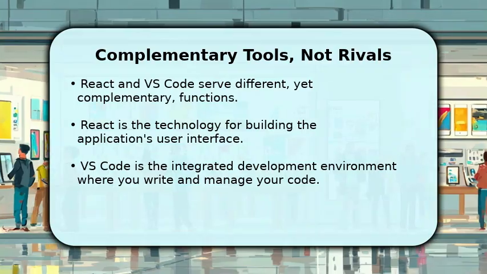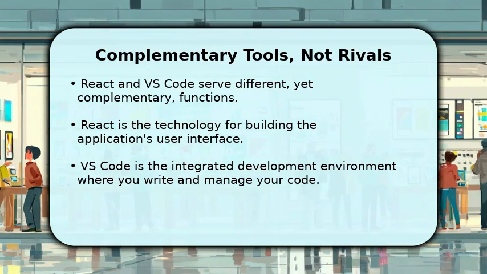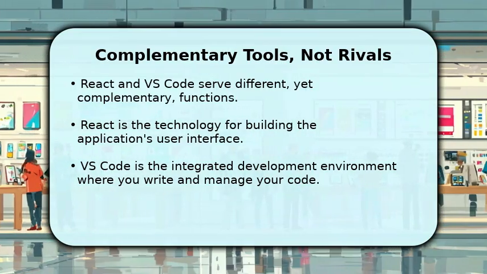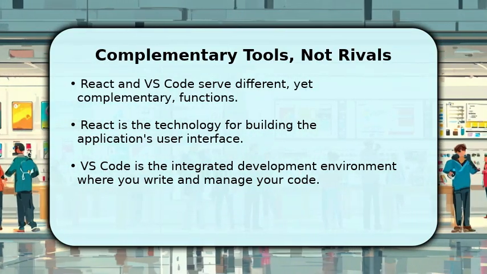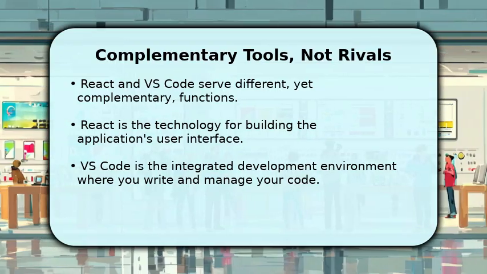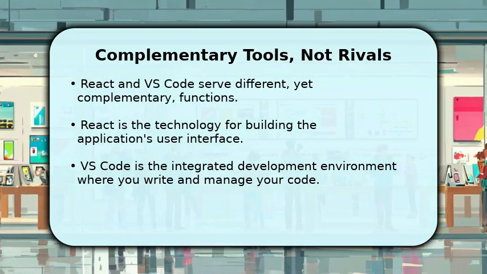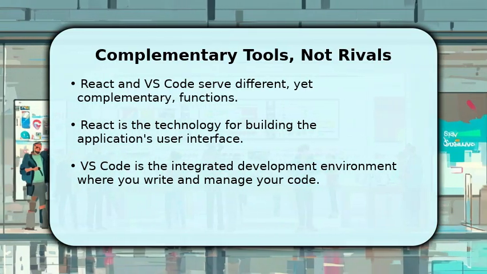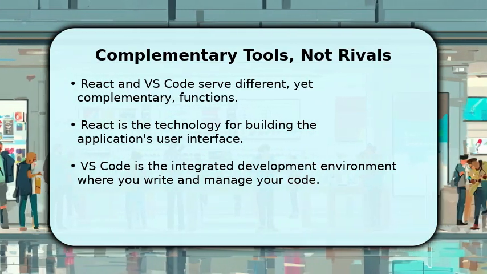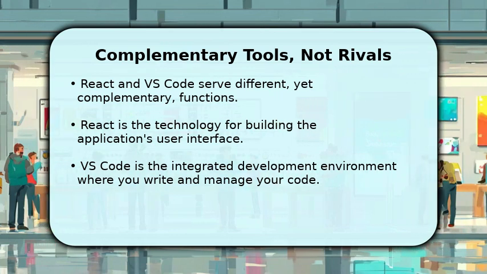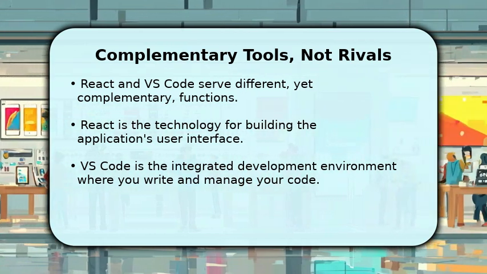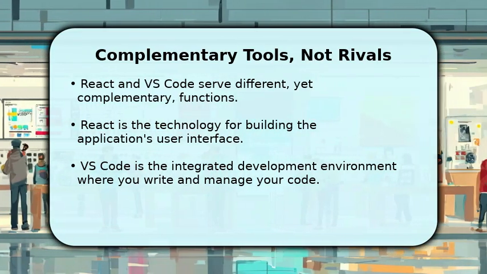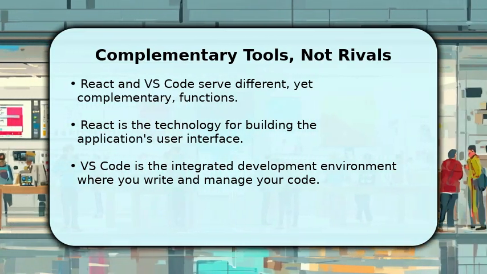Ultimately, React and Visual Studio Code are not rivals, but rather powerful, complementary tools. React is the innovative technology you use to build the interactive user interface of your application. VS Code, on the other hand, is the sophisticated environment where you write, debug, and manage all that code. They work hand in hand, with most React developers choosing VS Code as their primary editor to harness the full potential of both for efficient and effective web development.